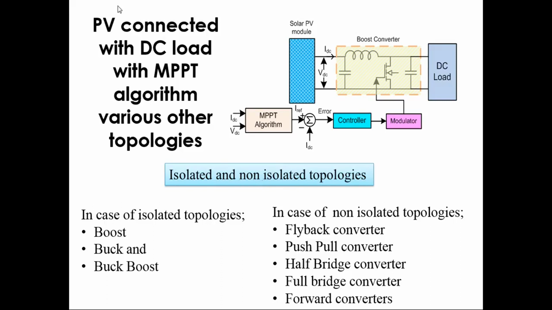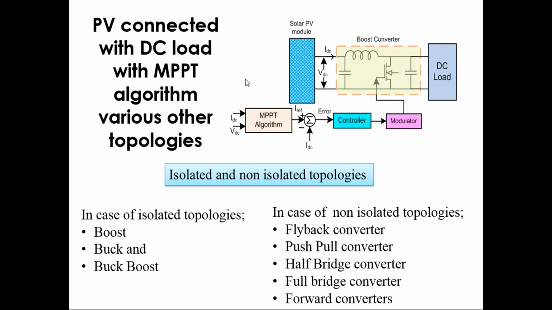Now, when the PV is connected with a DC load, here we have tried to demonstrate the boost converter and buck converter topology, that is in the section of the isolated converters. People may also prefer to use the non-isolated topologies. The isolated topologies are boost converter, buck converter, and the buck boost converter. In case of non-isolated topologies, they are flyback converter, push-pull converter, half bridge, full bridge, and the forward converters.